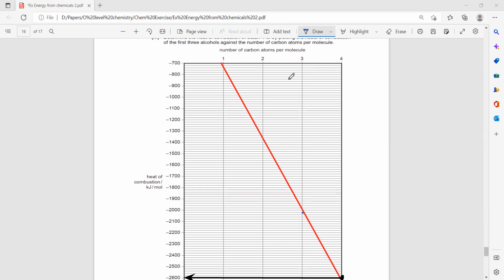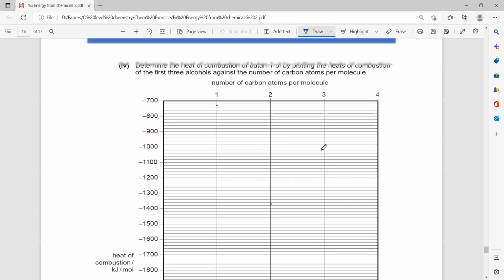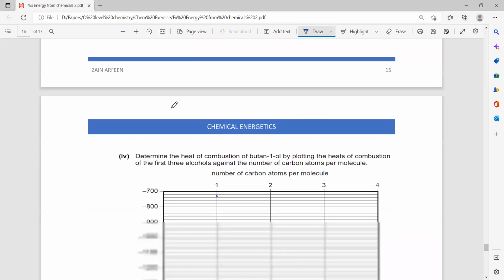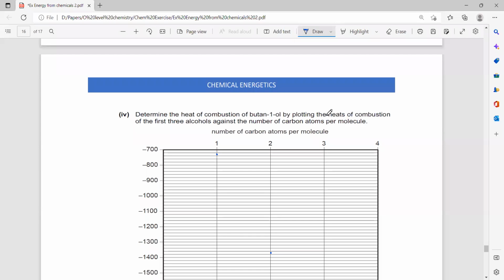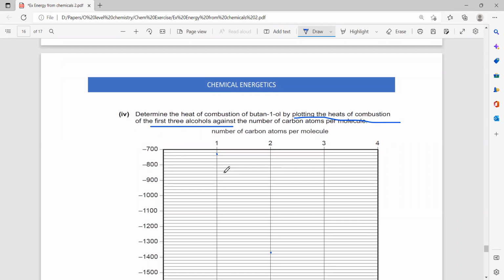I'm not saying it's wrong because you have the table. You can work out from the table. But you have to show this on the graph, how you work out using a graph. If you read the question, they mention determining the heat of combustion by plotting the heat of combustion of the first three alcohols. So you have to actually plot them to work out.